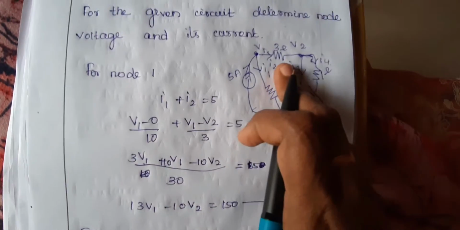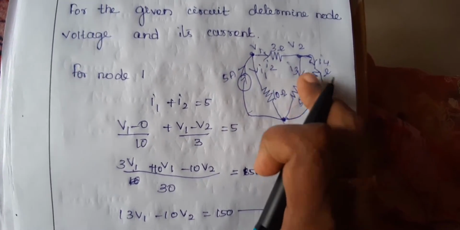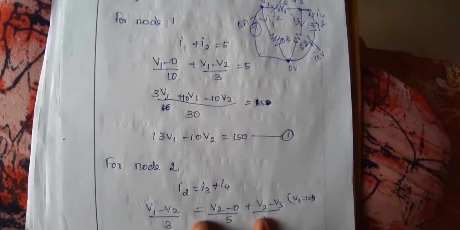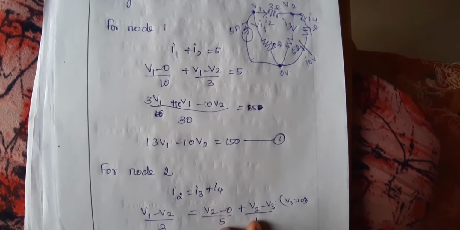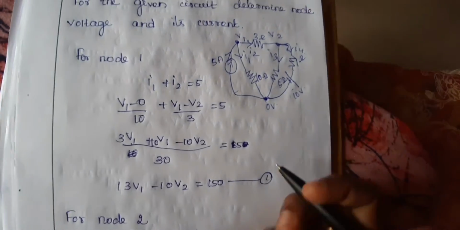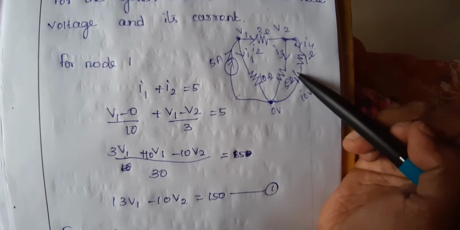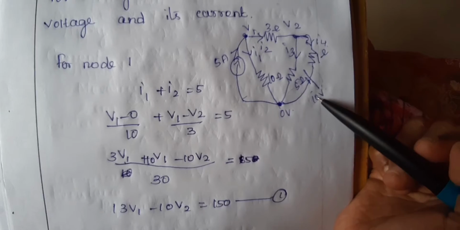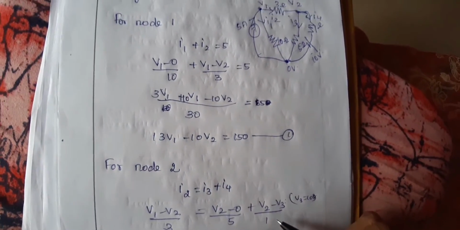Next, for node 2, the incoming current is I2 and the outgoing currents are I3 and I4. I2 is V1 minus V2 by 3. And I3 is V2 minus 0 by 5. And what is I4? Listen, this is important. Where the voltage source is, the other voltage here is 10 volt. So I4 is V2 minus 10 divided by 1.